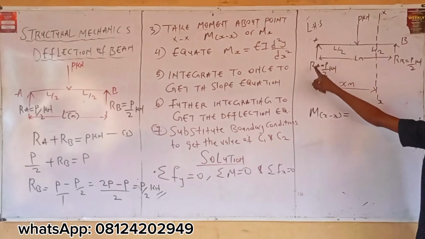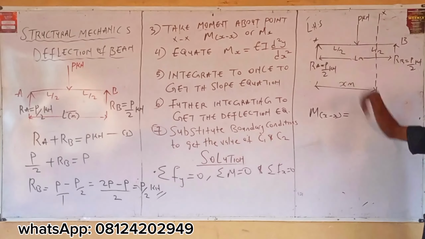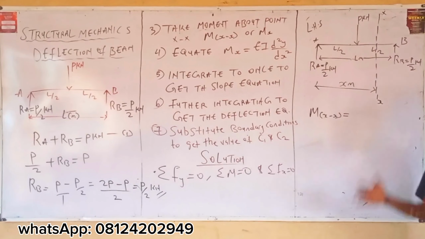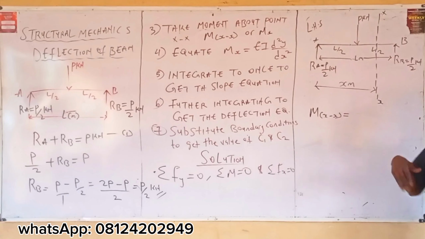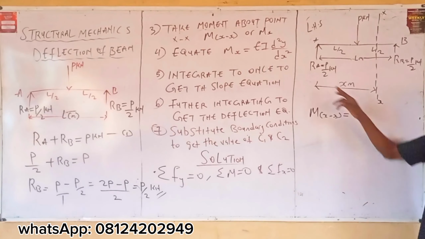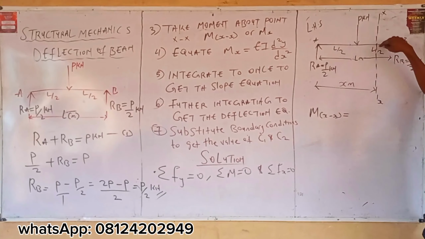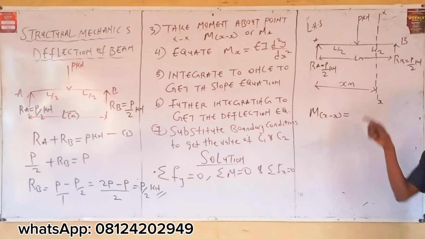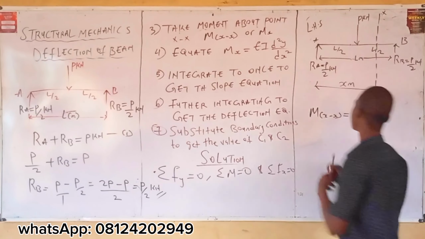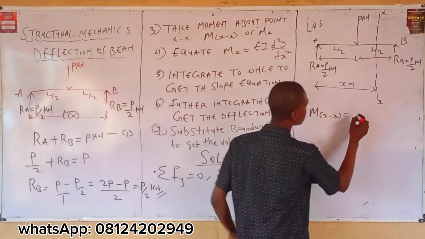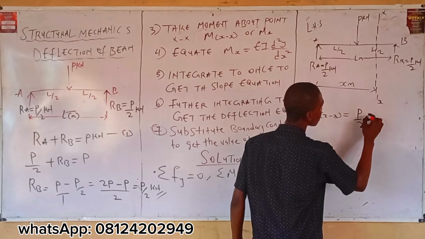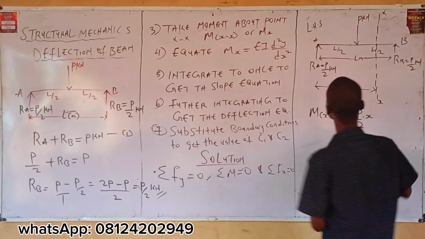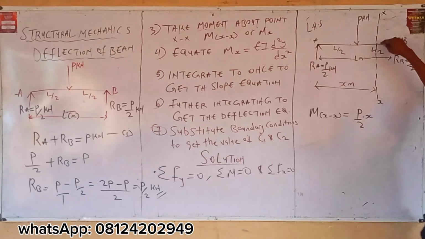Now, let's take the moment here. When you are taking moment, it is the force times the distance. What is the force in this case? P over 2. It is RA, but we already know the value to be P over 2. The distance P over 2 covered up to this point you are taking is x. In what direction, positive or negative? Is it going in a clockwise manner or anti-clockwise? So this Mx becomes P over 2 times x. So you've taken the moment of this particular force to this point.